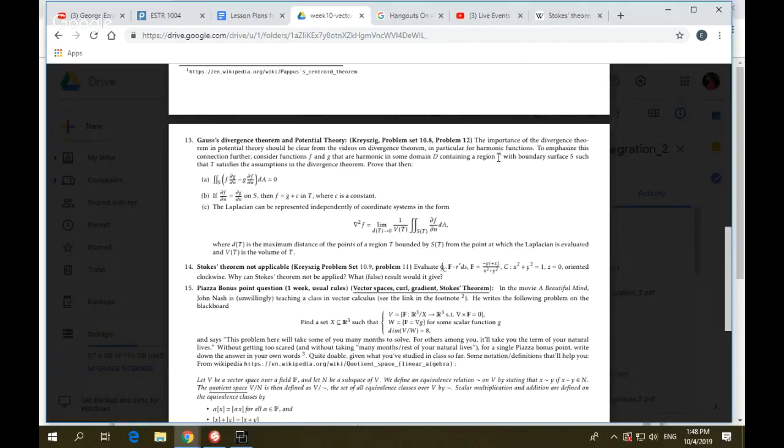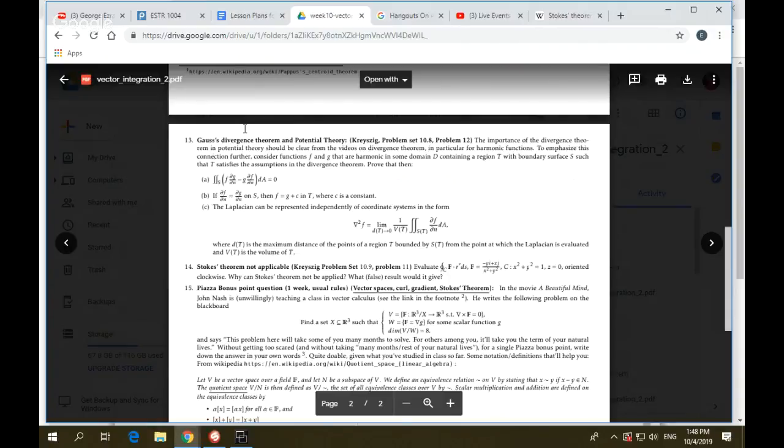In particular, it has a region T. So this is a volume T, and the surface is S. And everything is satisfied. All the conditions are satisfied. The functions are continuous, and all the other things that we want for the divergence theorem. All of those are satisfied.